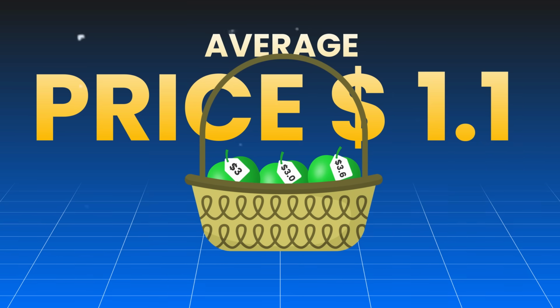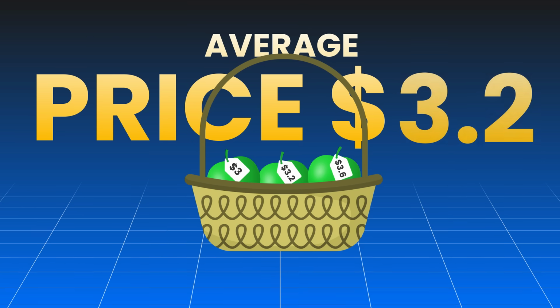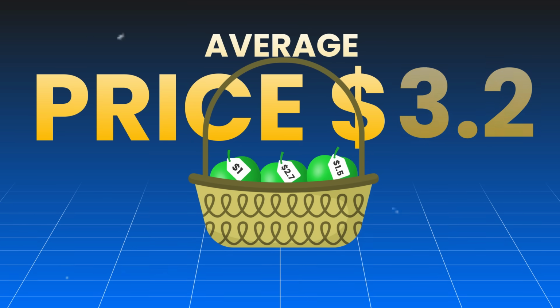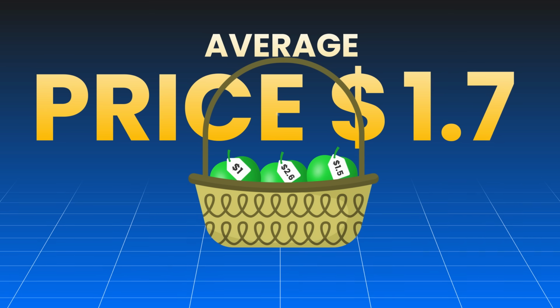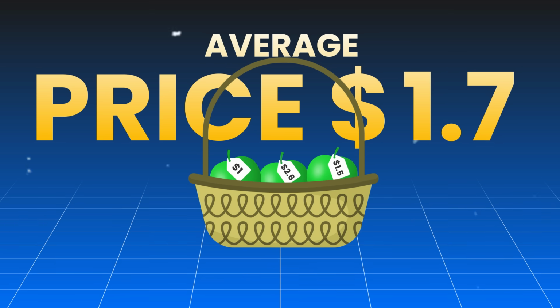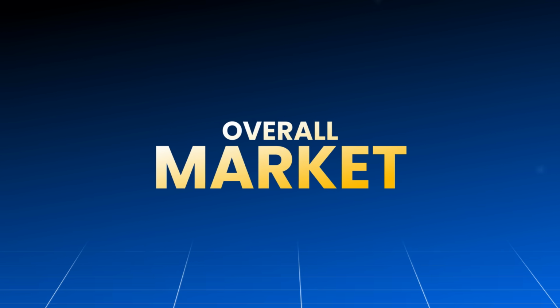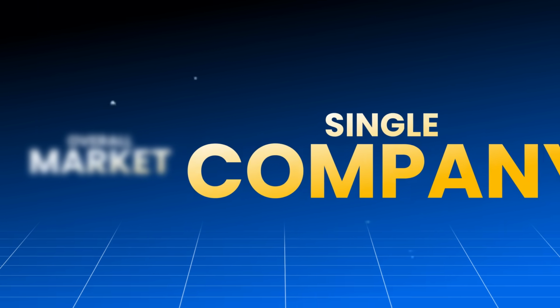If the price of all the apples goes up, the index will go up as well. If the price goes down, the index will go down as well. This way, the index reflects the performance of all the stocks combined. Indices are good for investing because they allow you to trade the overall market instead of one single company.